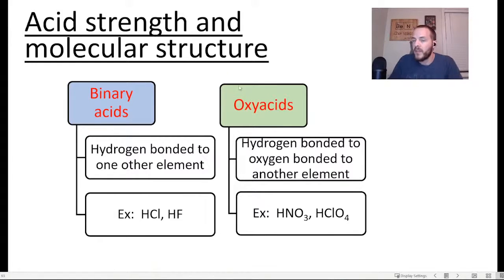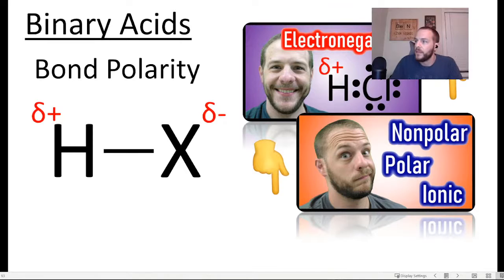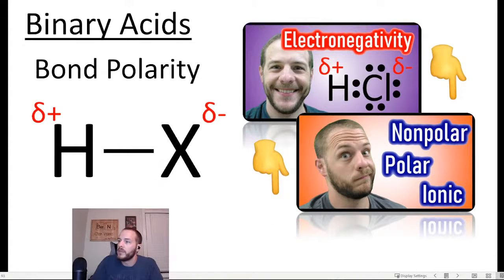And then the other type of acid that we're going to talk about is an oxyacid. An oxyacid is when you have hydrogen bonded to an oxygen atom, which is then bonded to another atom or group of atoms. Examples of oxyacids would be nitric acid, HNO3, and perchloric acid, HClO4. So we're going to divide our discussion into binary acids and oxyacids, discussing each of them individually, starting with binary acids. So I'm going to move myself over here briefly.